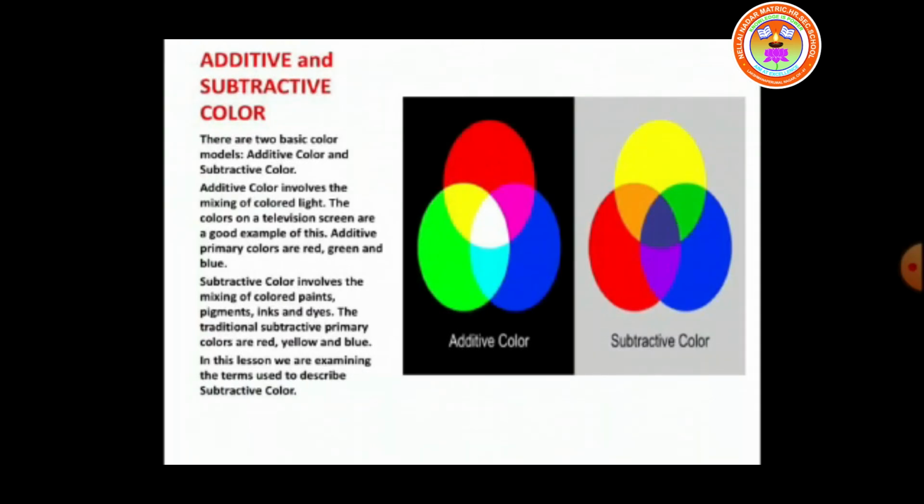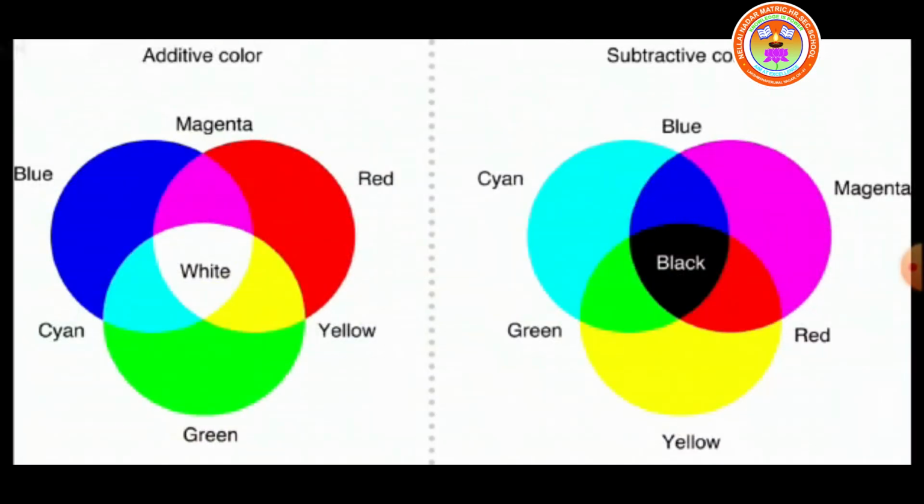Red plus blue gives magenta. Blue plus green, cyan. Green plus red, yellow. Equal proportion of all three primary colors creates white. What are the colors? Red, blue, green. When you mix them equally, we can get white color.